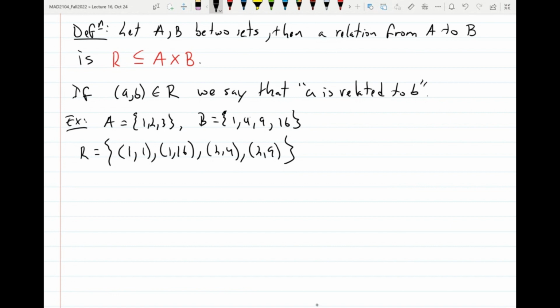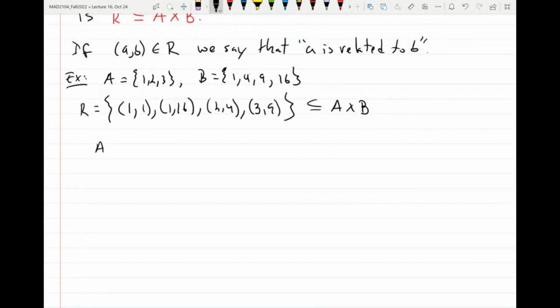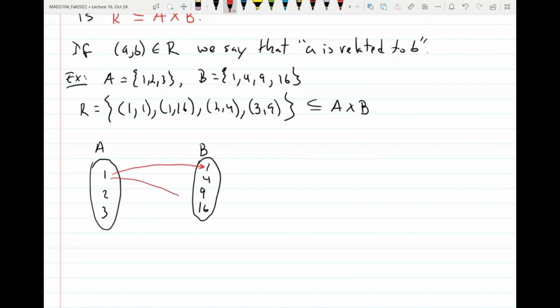Then this is certainly a subset of A cross B. All you have to verify is that it is a set of ordered pairs, that the first elements are really coming from A, and the second elements are really coming from B. That's all you have to make sure. Let me put a 3 here, (3, 9), just to make it nicer. So that's a relation, and then you could visualize it by doing a little picture. Sometimes this helps. Here we have 1, 2, 3, then 1, 4, 9, 16, and then we draw arrows to say which elements from A are related to which elements in B. So for example, 1 is related to 1, 1 is also related to 16, 2 is related to 4, 3 is related to 9.